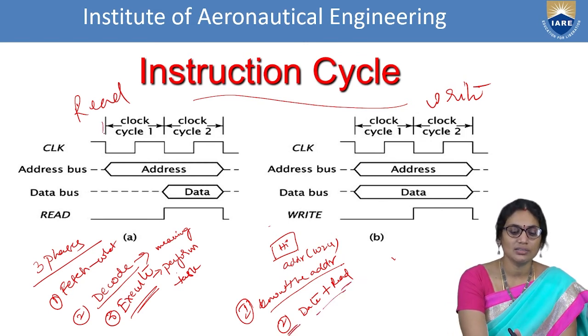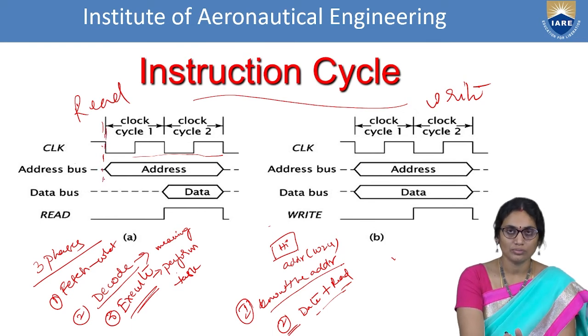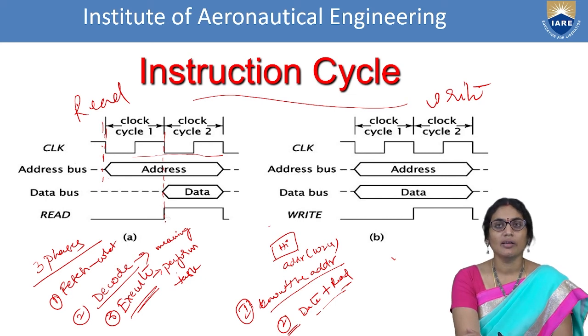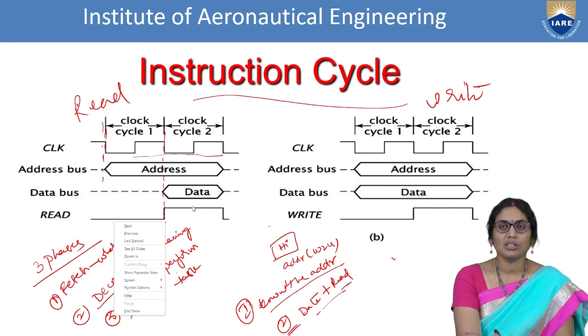So we can see this. The clock cycles are generally digital pulses and they are executed in digital notation. In the first clock cycle, we are generating the address. In the second clock cycle, we are initiating the data transfer followed by the read signal. So these are the two basic things which are performed in clock cycle 2.